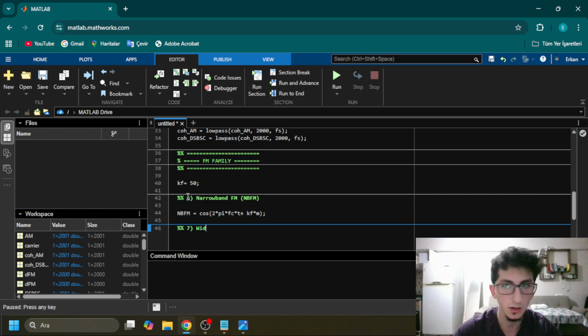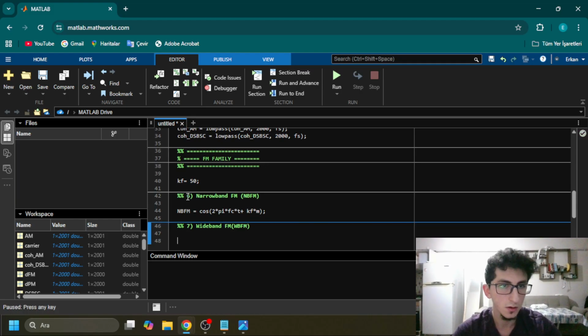Let me explain everything. Wide band FM, and it's gonna be maybe FM. So in here wideband FM is actually obtained by integrating the message signal before modulation. This produces large frequency deviation, is used in high quality communication systems such as FM radio.